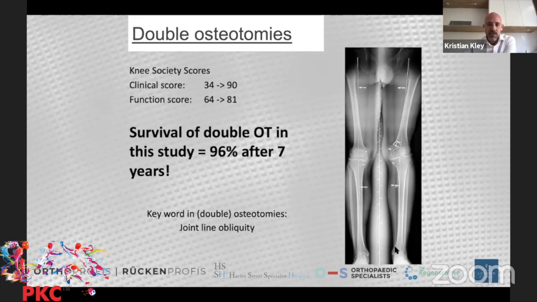And he did all these double level osteotomies suggested by the software and published a series with a survival rate of 96% after 7 years, which is, Adrian, even a little bit better than your femoral publication we have just received, with just 90% after 10. But there is a gap of 3 years, of course, we have to admit.